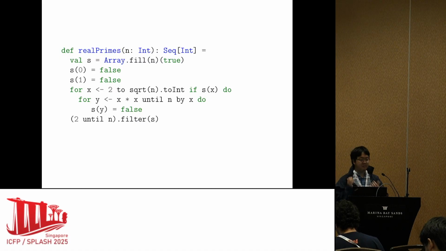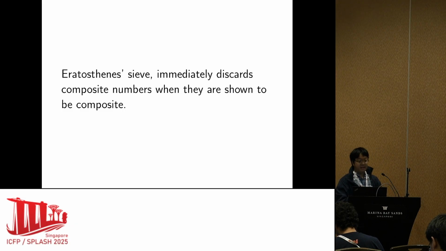This is what the real sieve of Aristotles looks like. And you might notice that this is actually a mutable algorithm. It has many cases of mutation. It initializes a mutable array. It uses two mutable counters. And it uses this to efficiently cast away things that are composite as it sees them. It immediately discards composite numbers when they're shown to be composite, unlike the other case where numbers like 4 float around for a bit until you filter them out by 2.